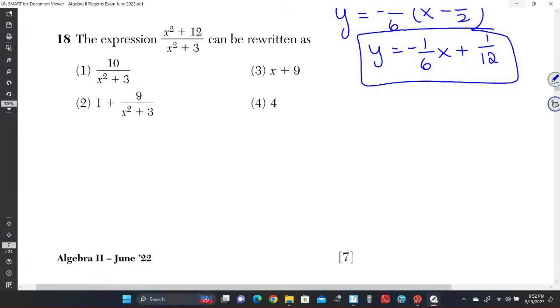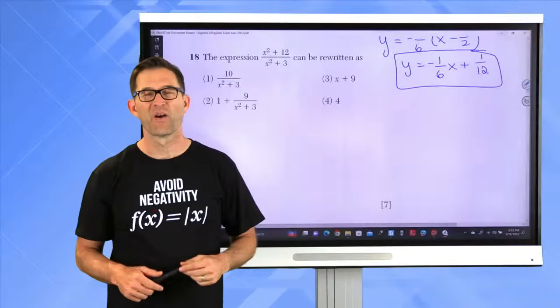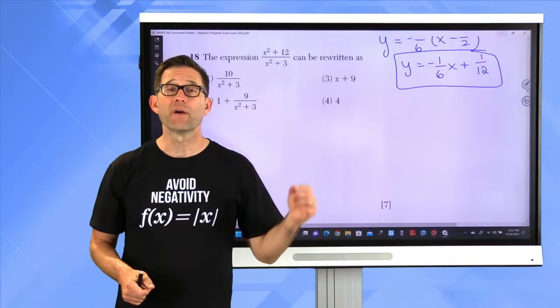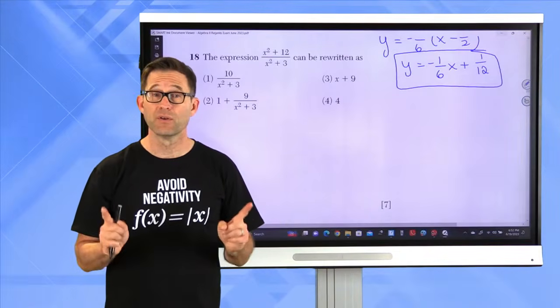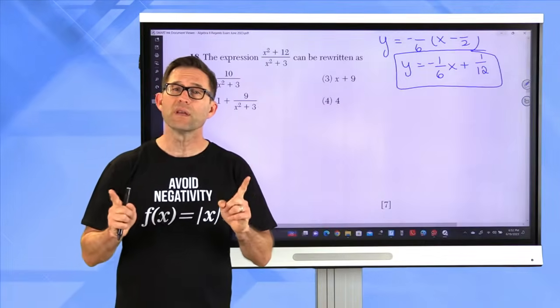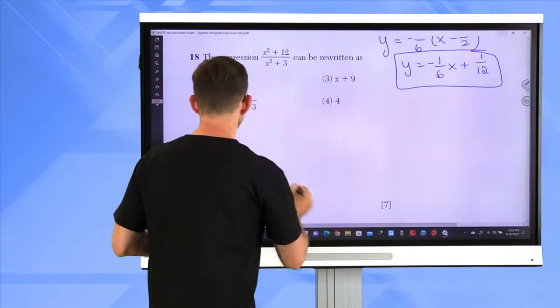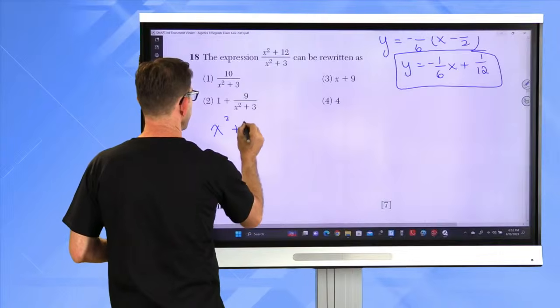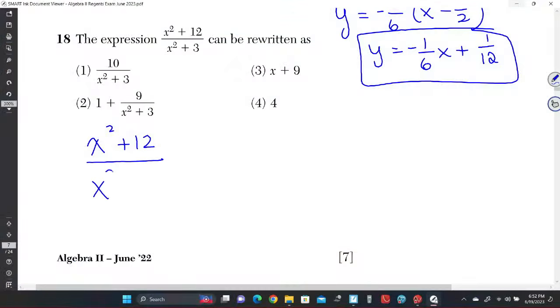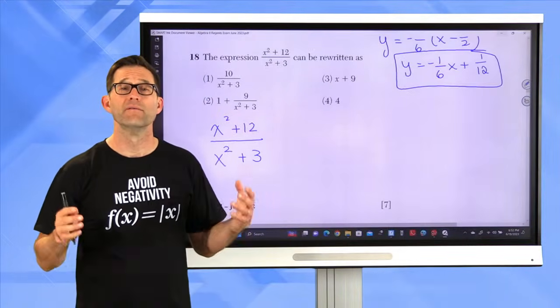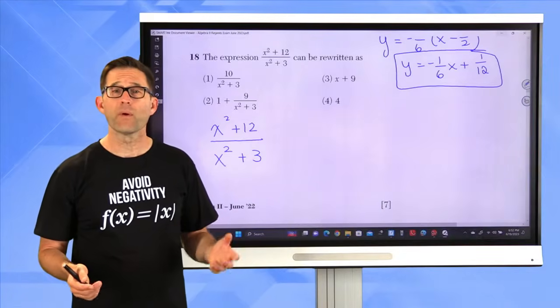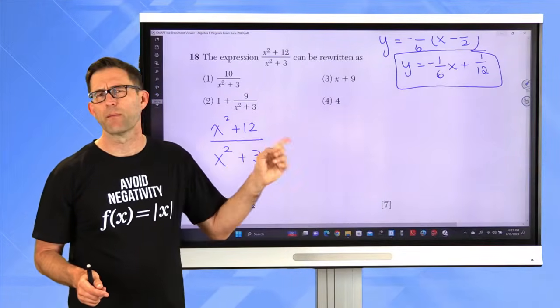The expression x squared plus 12 divided by x squared plus 3 can be rewritten as blank. All right, well, believe it or not, this is a very easy version of polynomial long division that we saw earlier. And we could actually do this with polynomial long division. But there's an easier way to do it. Notice, and I'm going to rewrite it like this, that x squared plus 12 and x squared plus 3 are very similar. I mean, like, very similar, right?